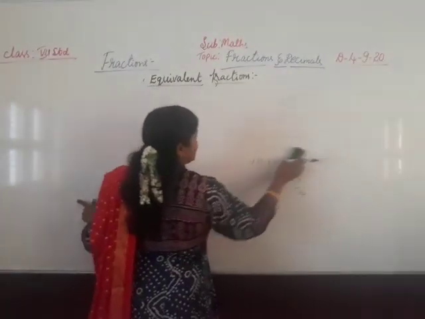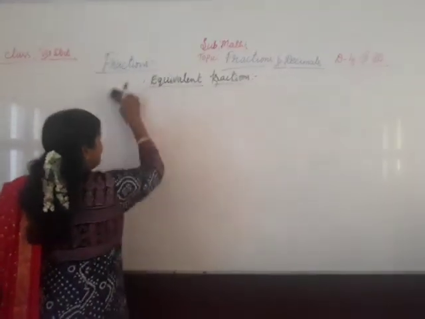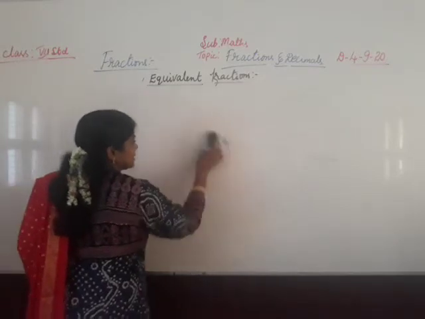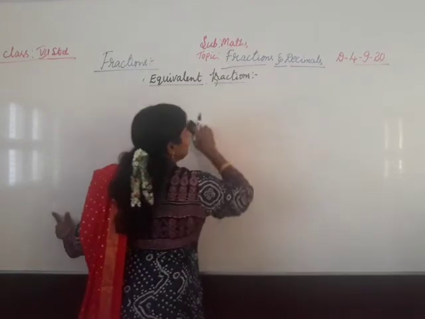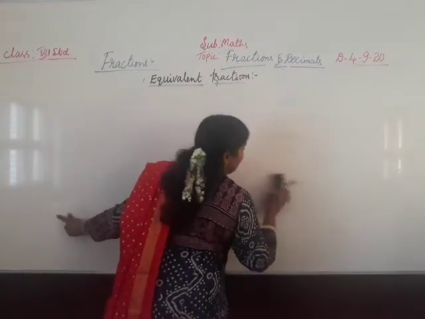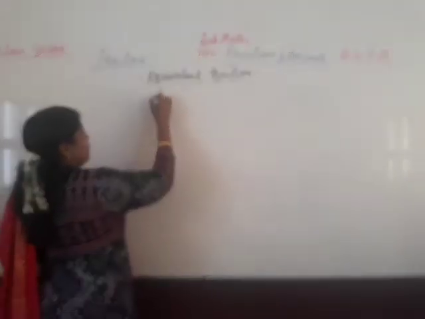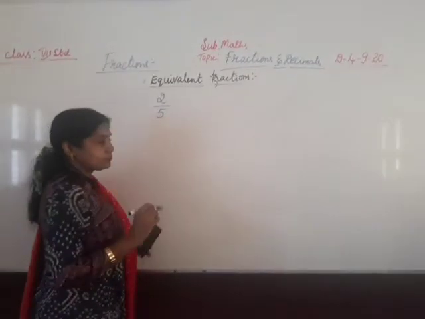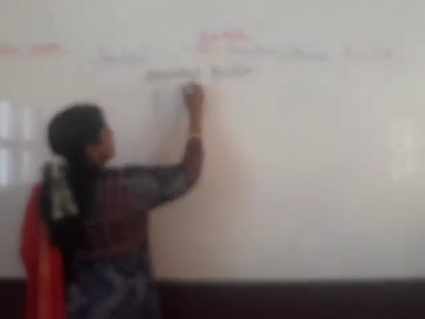So now how to find out the equivalent fractions? To find the next equivalent fraction, we have to multiply both numerator and denominator by the same number. Previously, simplification of the fraction means we have to divide both numerator and denominator by the same number. One example I will take now: 2 by 5. Find out the next 3 equivalent fractions.